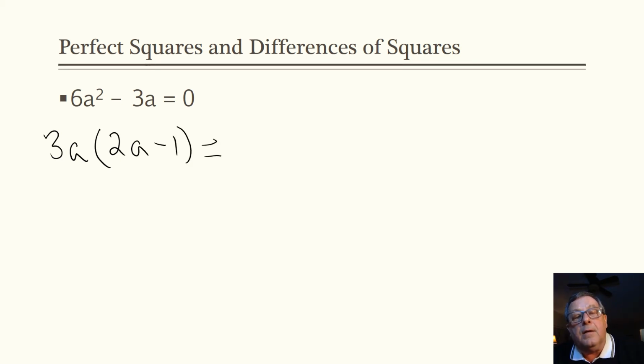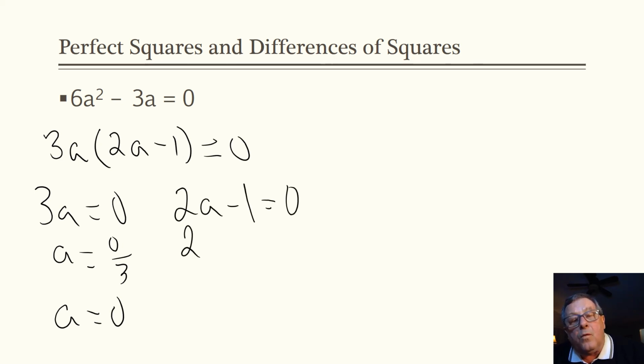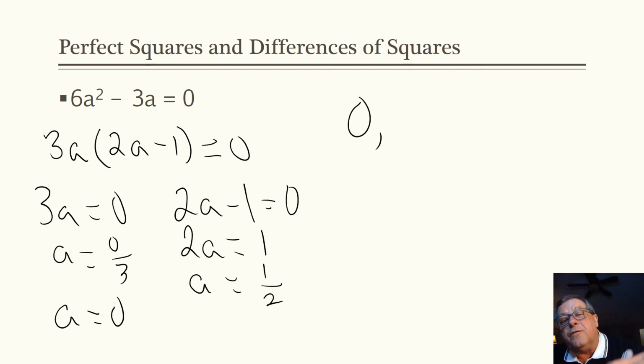And again, I'm going to set both of these factors equal to 0. Over here, 0 divided by 3, of course, is just going to give me 0 for one of my solutions. And then I've got 2a minus 1 equals 0. We're going to add 1 to both sides, giving us 2a equals 1. And we divide by 2, and a is equal to 1/2. And my two solutions in this binomial are 0 and 1/2.